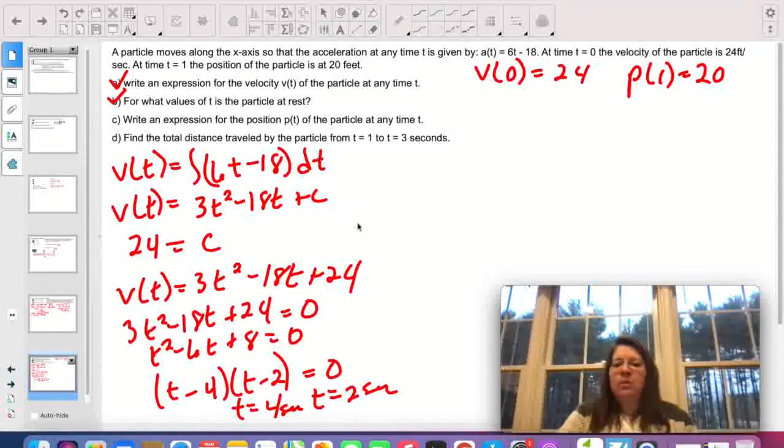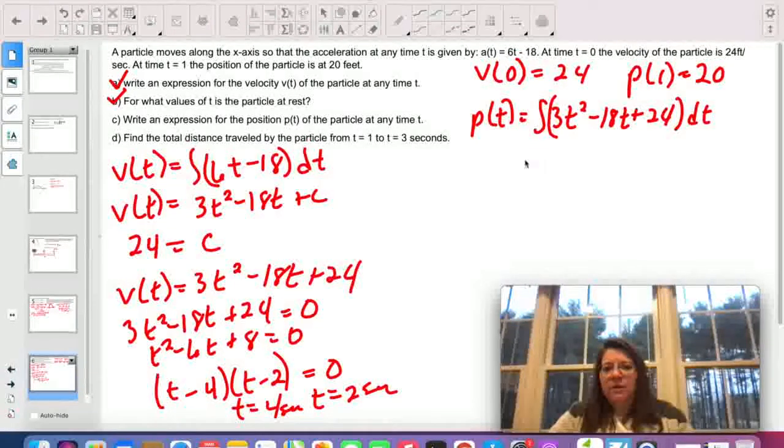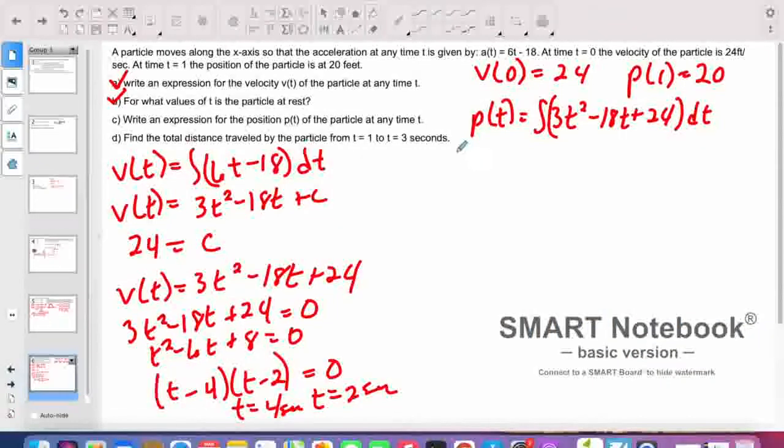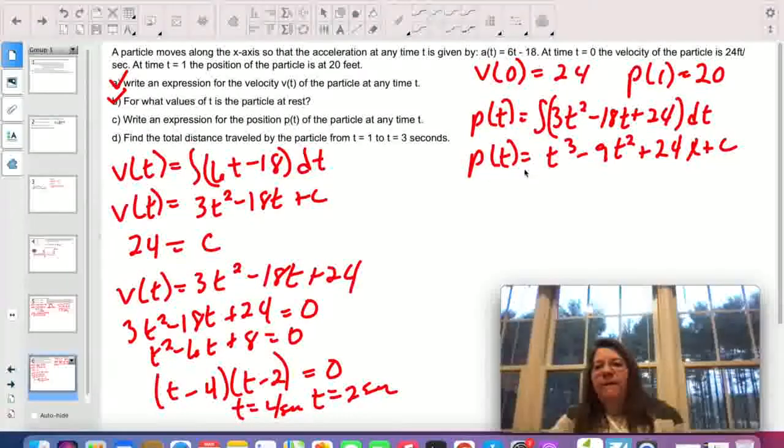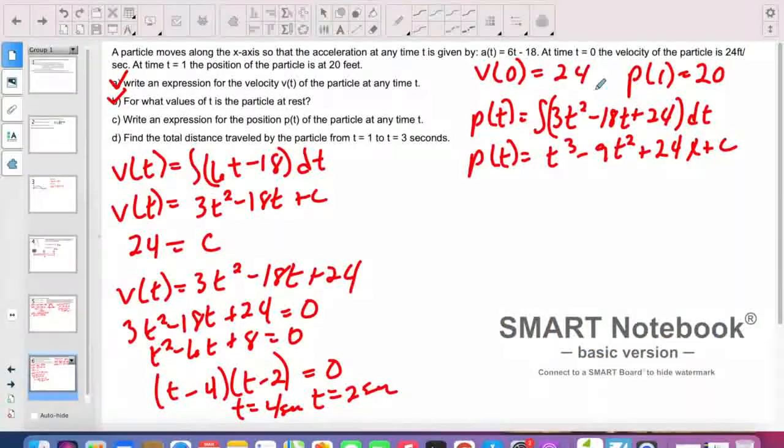Well, we know the position function is the antiderivative of the velocity function. So if I take my velocity function and take its antiderivative, I will have the position function. So here's the setup for that. P of t equals the antiderivative of 3t squared minus 18t plus 24 dt. If I take the antiderivative, I will end up with the following. So when I take the antiderivative, I get p of t equals t cubed minus 9t squared plus 24x plus c. Then I can plug in this ordered pair and figure out what c is.